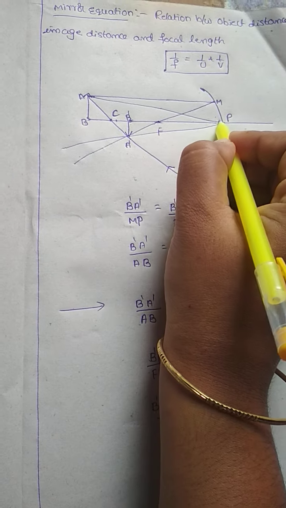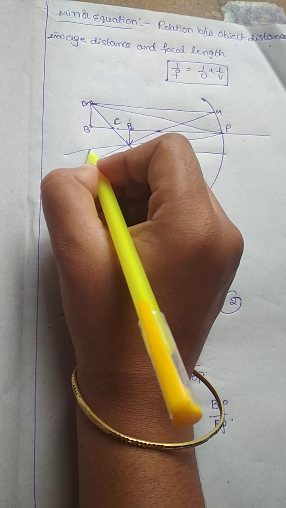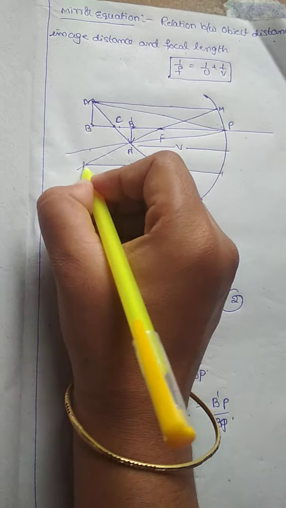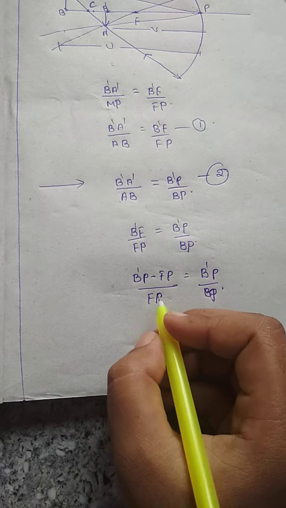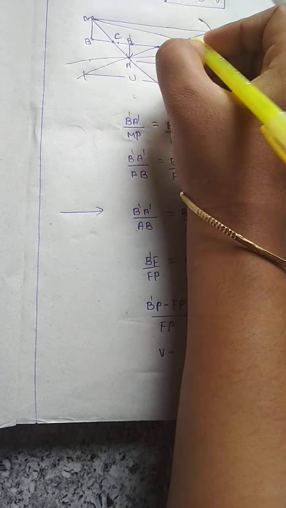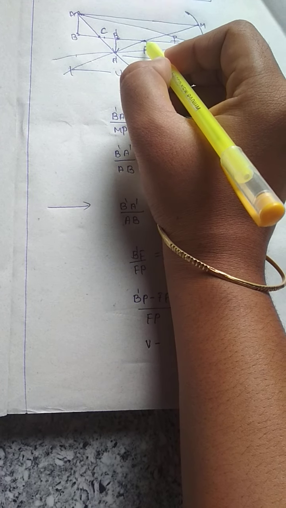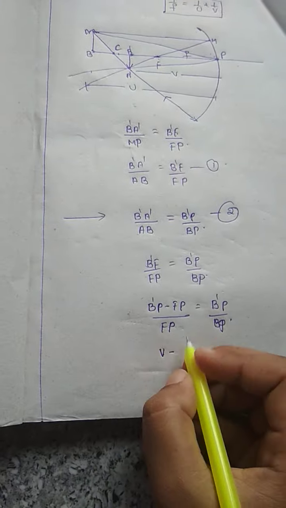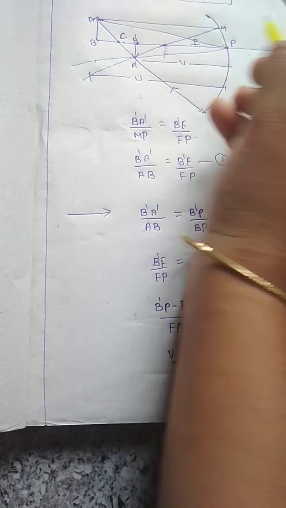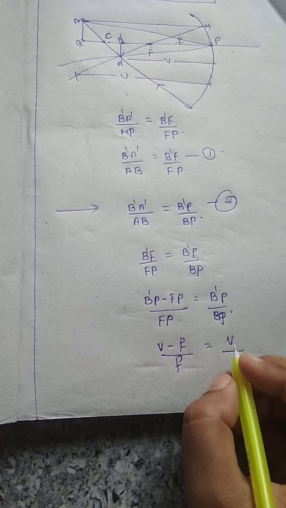B dash P is nothing but the image distance V, and BP is the object distance. B dash P is V, and FP means the focal length. What is the focal length? The distance between the principal focus and P is the focal length. So (V minus F) by F is equal to B dash P, the image distance V, by BP, the object distance U.